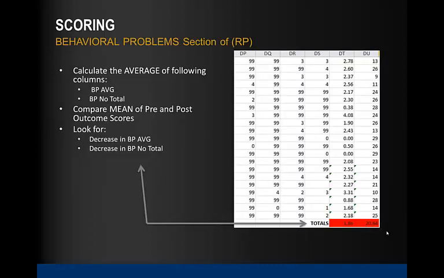And then what you're going to want to do is calculate the average of the following columns, which is BP average and BP number total, compare the mean of pre and post outcome scores, and you're going to want to look for a decrease in BP average and a decreased BP number total from pre to post.